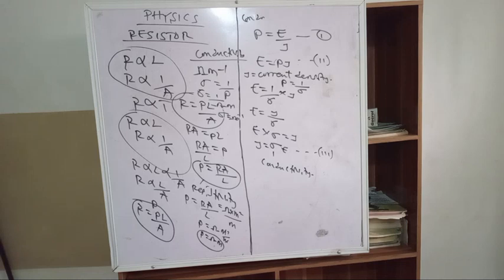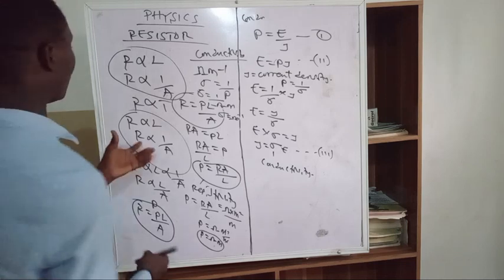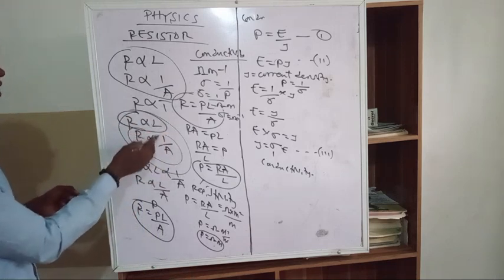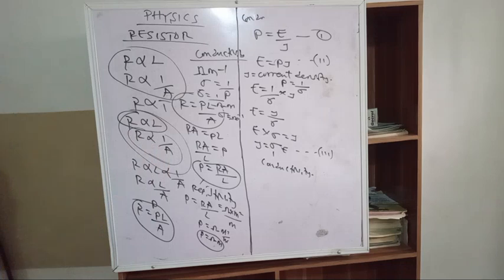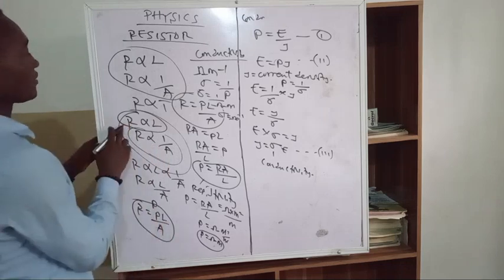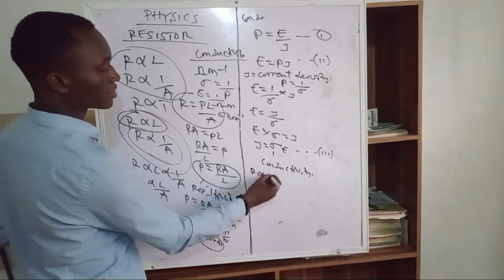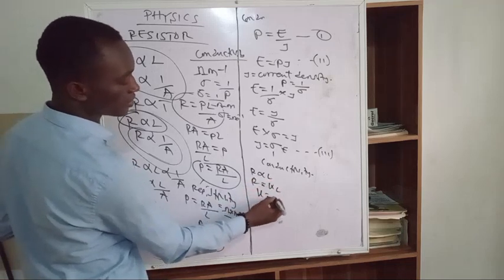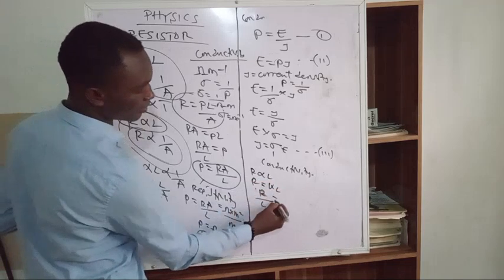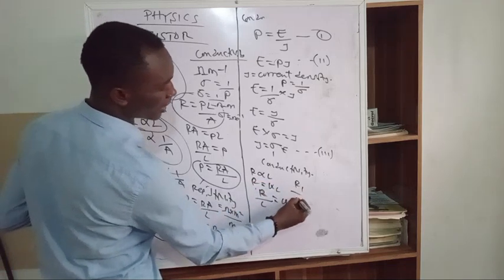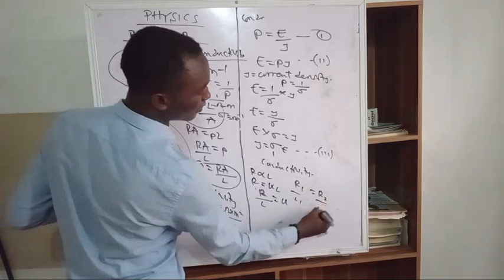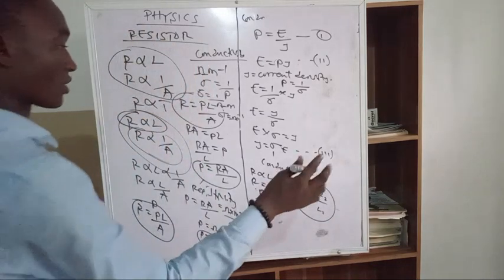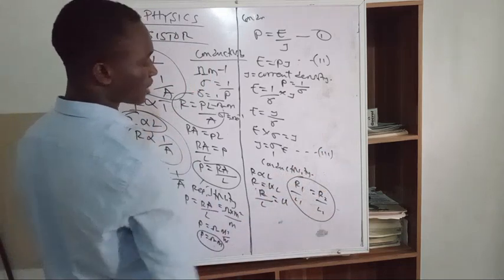So now, what are the factors? There are things we need to take note of in these two values. Your resistance is proportional to length and inversely proportional to area. For instance, if R is proportional to length, then R is equal to KL. If it's KL, then K is equal to R over L. That means R1 over L1 is equal to R2 over L2. You can use this formula when you're having two different resistors, and maybe you're given one length and you're looking for the other length.